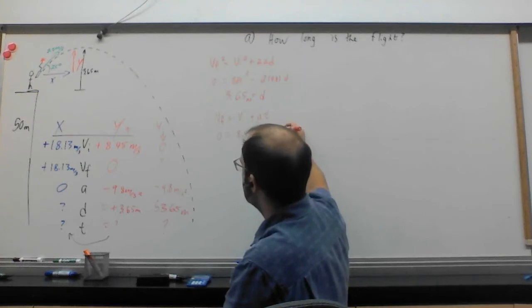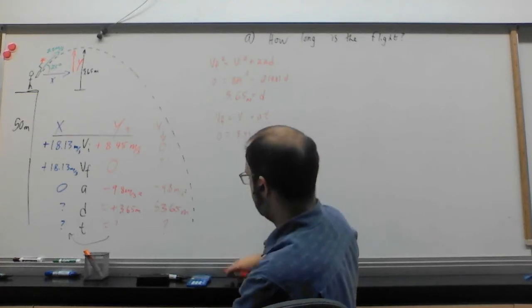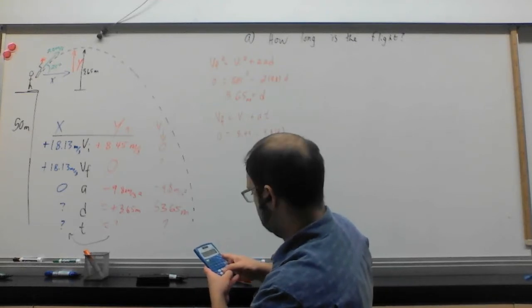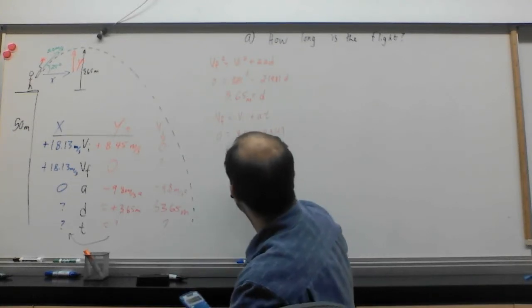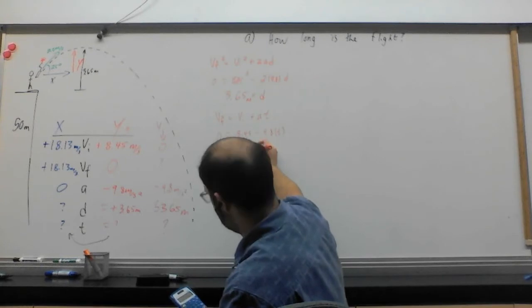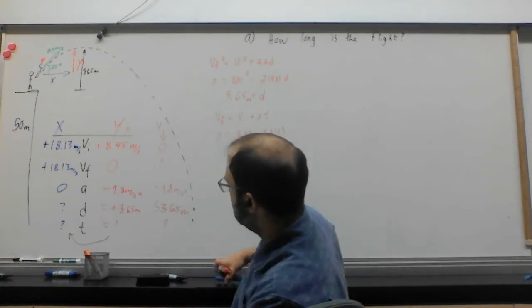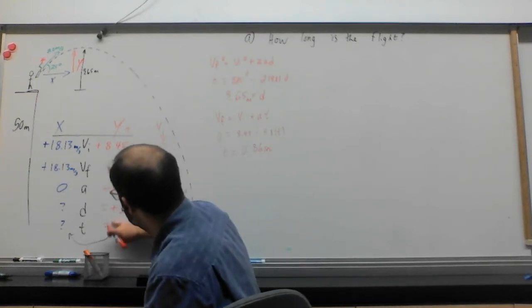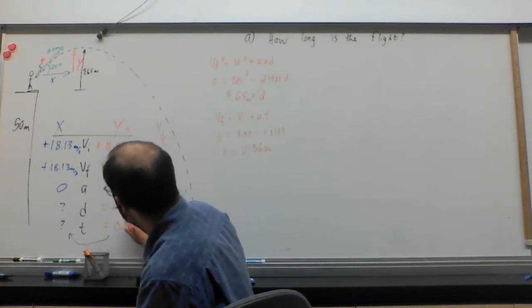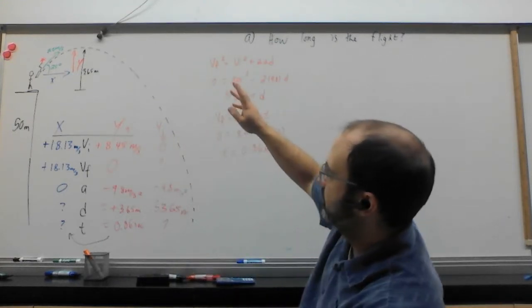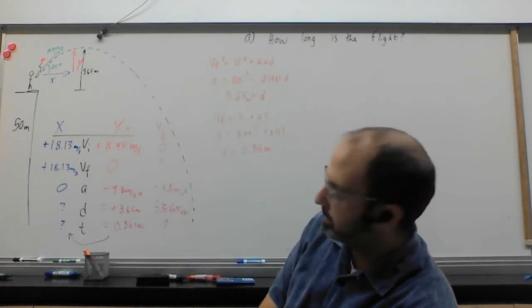Negative times time, which we don't know. So I'm going to take my 8.45, divide it by 9.8 equals, time equals 0.86 seconds. So it's 0.86 seconds to get halfway up. Halfway. All right.